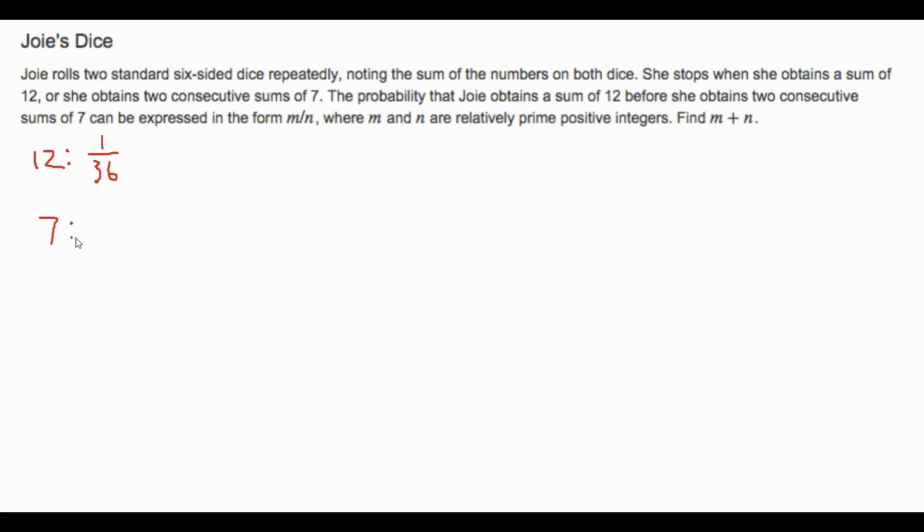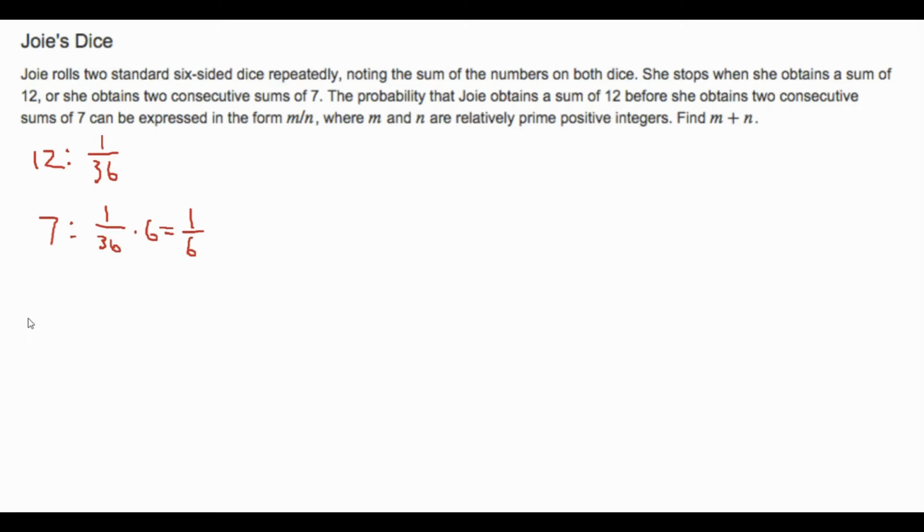Now, what about the probability of rolling a 7? Well, we can roll a 7 by either rolling a 1 and then a 6, a 2 and a 5, a 3 and a 4, a 4 and a 3, a 5 and a 2, or a 6 and a 1. There are 6 ways to do this, and each way has a probability of 1 over 36 of happening, so our probability here is just 1 over 36 times 6, which is equal to 1/6.